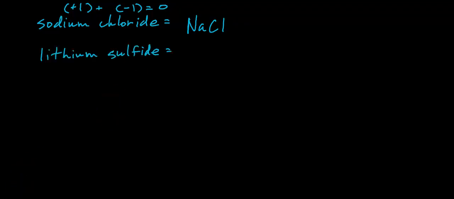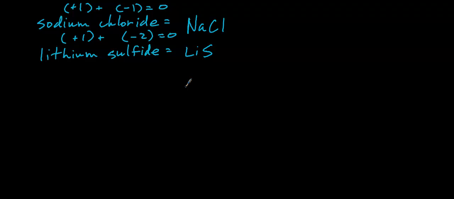All right, let's try another one. Write the chemical formula for lithium sulfide. Again, we want to start off with the symbol of the cation, which is Li, and put it next to the symbol of the anion, which is sulfide. Sulfide is the anion that forms from sulfur. Next, we want to determine the charges of these ions. Lithium has a charge of +1. Sulfide has a charge of -2.